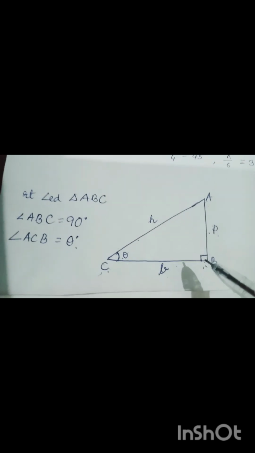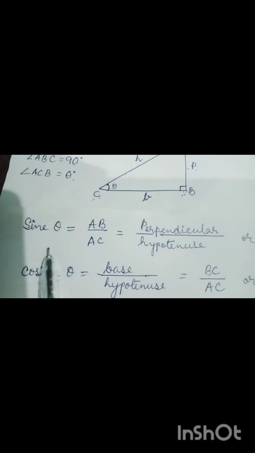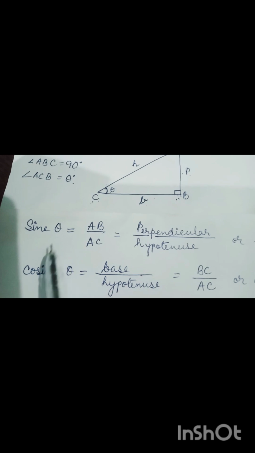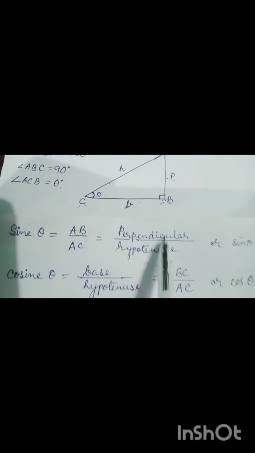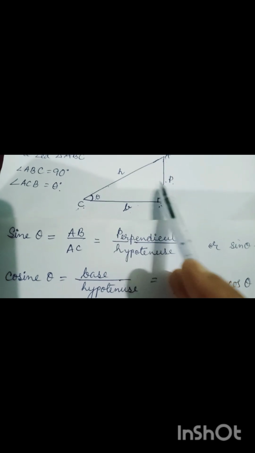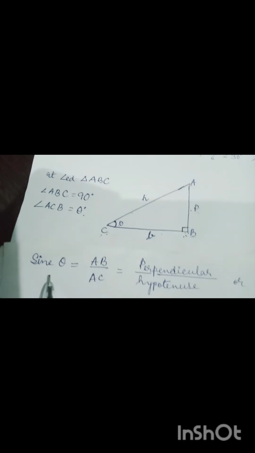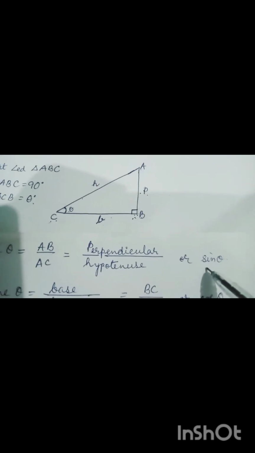So what are the trigonometric ratios? First, sine of angle theta. What is sine of angle theta? Sine of angle theta is the ratio of perpendicular by hypotenuse. What is perpendicular? Here it is AB, and hypotenuse is named AC. So perpendicular by hypotenuse is equal to AB by AC. This sine can be written as sin theta.